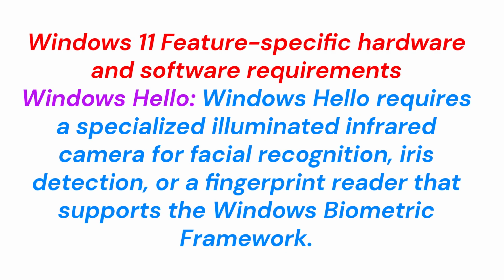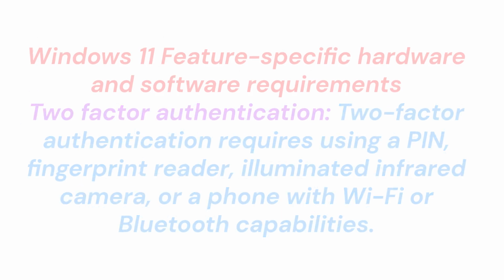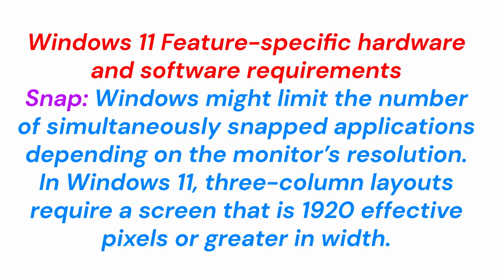Feature-specific requirements. Windows Client offers more options if the correct hardware is present. The following are some of the hardware and software requirements for various additional features. Windows Hello requires a specialized illuminated infrared camera for facial recognition, iris detection, or a fingerprint reader that supports the Windows biometric framework. Two-factor authentication requires using a PIN, fingerprint reader, illuminated infrared camera, or a phone with Wi-Fi or Bluetooth capabilities.